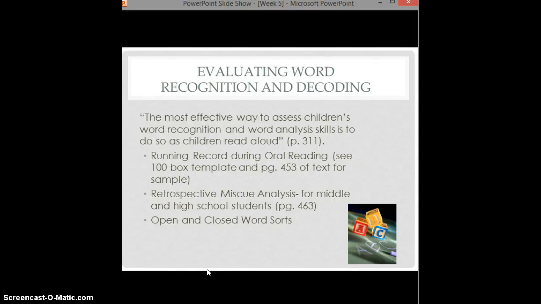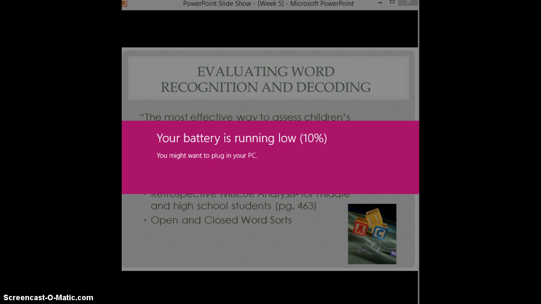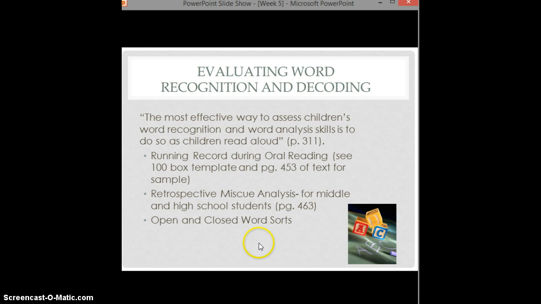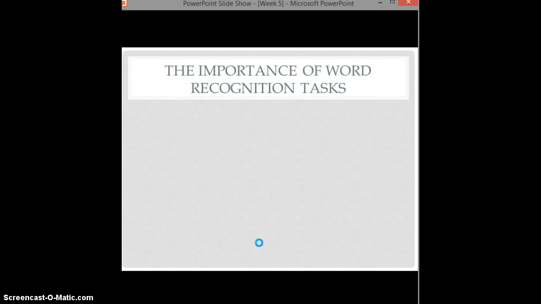All right, read 516. This is it, part 4 of week 5. So we talked about evaluating word recognition and decoding. We're going to focus on the running record for practicum student 1 as one of the ways we can do that. There's the miscue analysis for the middle and the high school grade students that they talked about in your text. And then open and closed word sorts help you do that as well.